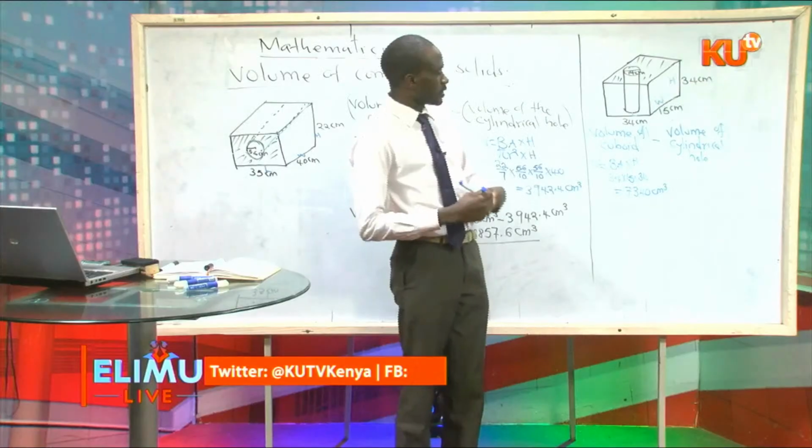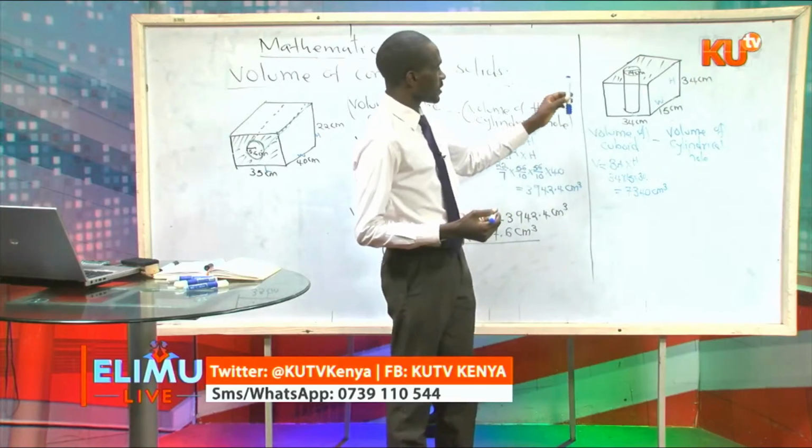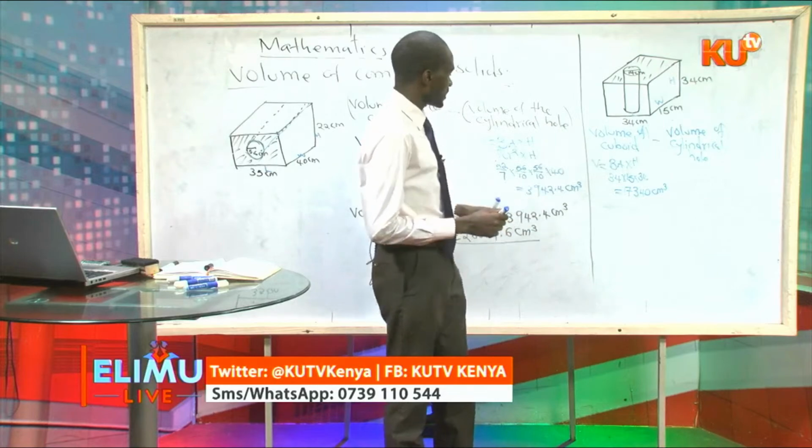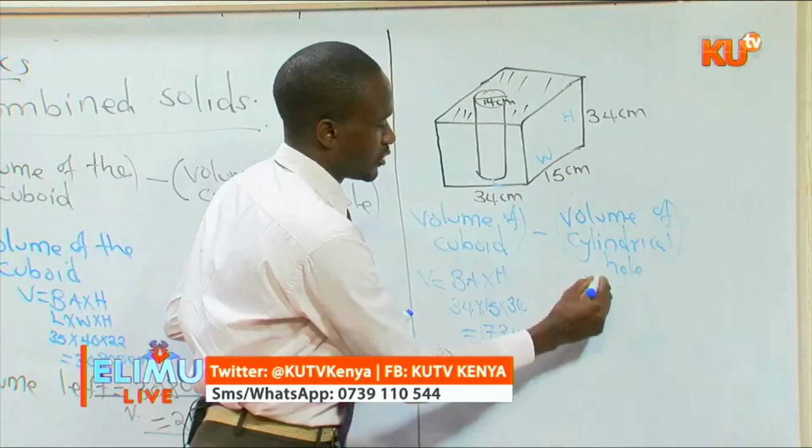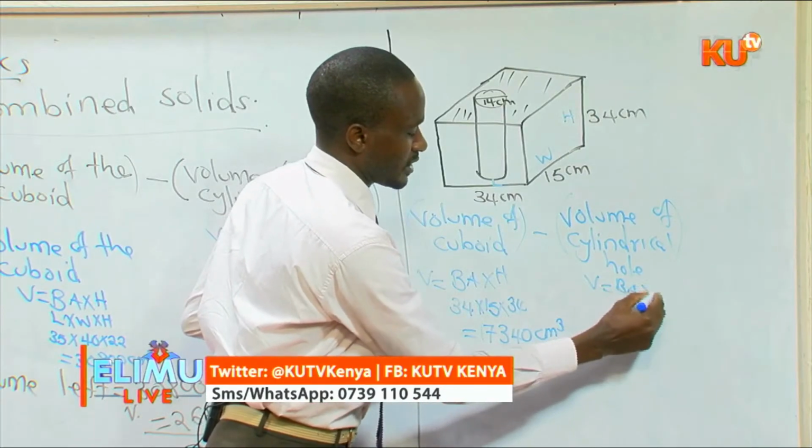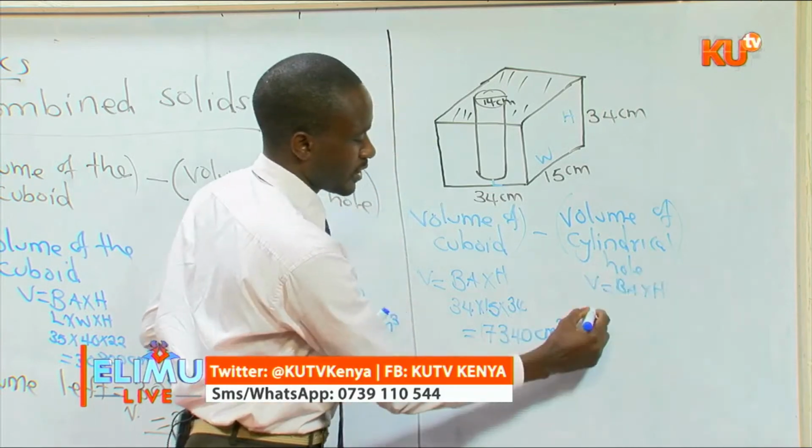Then you come to the volume of the cylinder. Now, what should come to your mind first is the formula. Formula is very important, as the way we said volume is base area times height. This is a general formula.